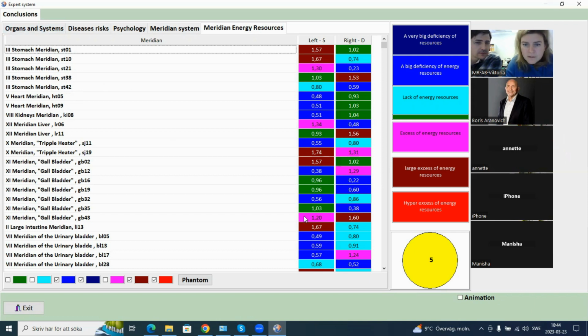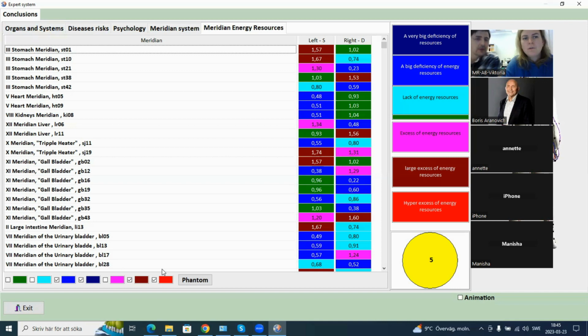And so that's how you can also see how low your meridians are, gallbladder also low. Here is the high gallbladder meridian. So it's different points. Also, you can use the points.